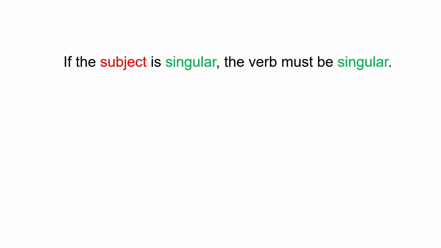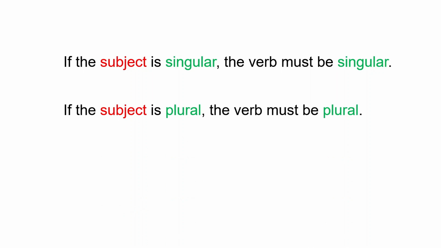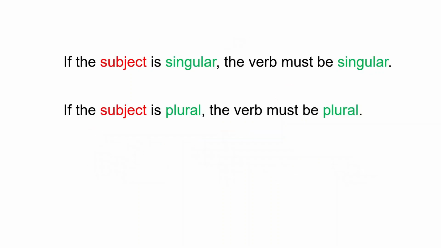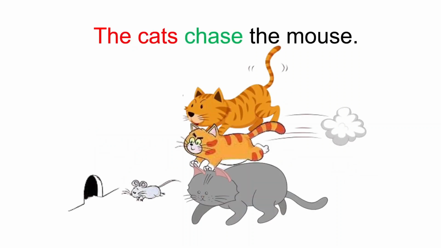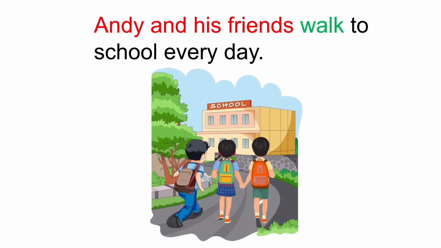Remember, if the subject is singular, the verb must be singular. And if the subject is plural, the verb must be plural. Let's have some examples. The cat chases the mouse. The cats chase the mouse. Andy walks to school every day. Andy and his friends walk to school every day.